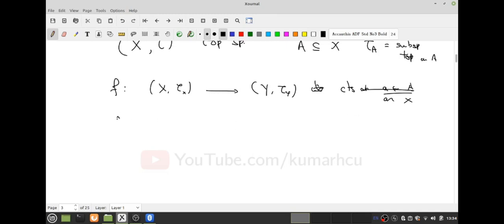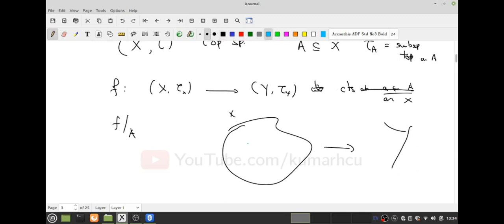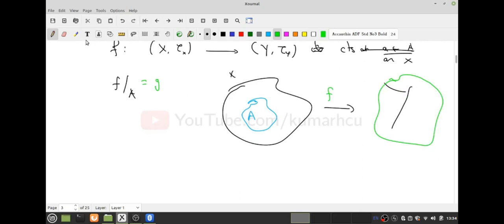Now I can restrict f to A. So this is my X, this is my Y, and this is my A. I am restricting f to A, and I want to call it g. Now I have a map g, that is f restricted to A, from the topological space (A, tau_A) to (Y, tau_Y).